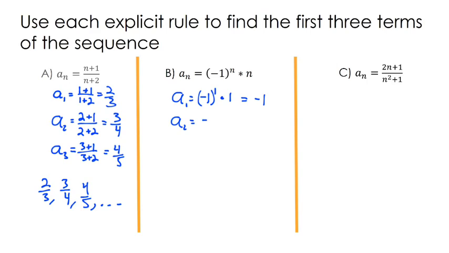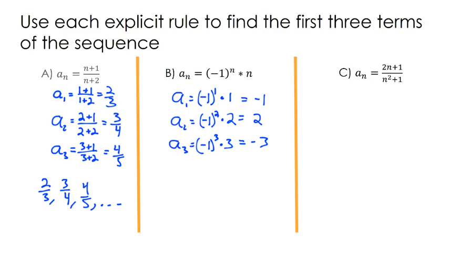A sub 2 is going to be negative 1 squared times 2. Well, negative 1 squared, a negative times a negative is a positive, so that's a positive 1. 1 times 2 is 2. And then lastly, let's find a sub 3, that would be negative 1 to the third times 3. Well, negative 1 to the third is going to be back to being a negative. So it's negative 1 times 3, which would be negative 3.